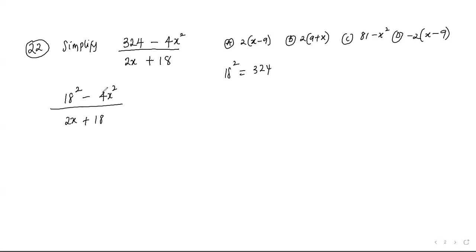Now, this 4 also can be written in the powers of 2. 4 is the same thing as 2 squared. So I'm going to change this 4 as 2 to the power 2, right? You understand? So 2 to the power 2. And finally, this is the same as 18 squared minus 2x all squared.